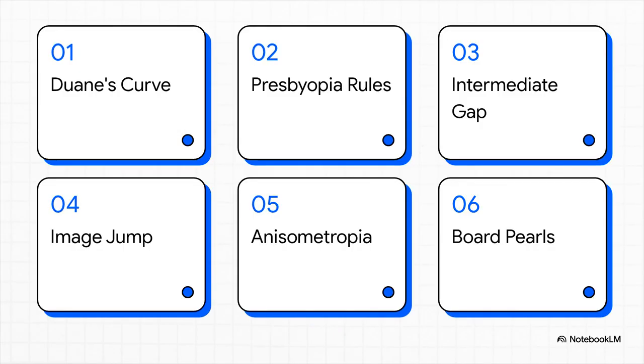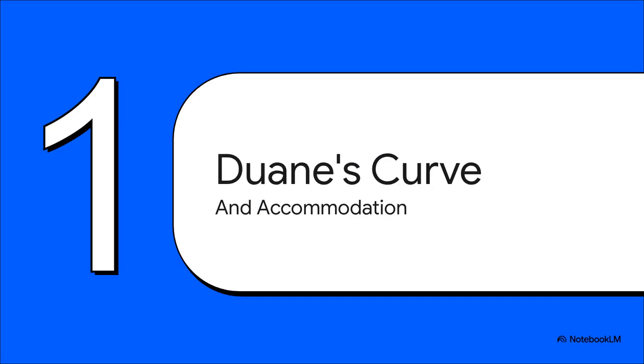All right, here is our roadmap for today's session. First, Duane's curve and accommodation. Second, presbyopia correction rules. Third, bridging the intermediate gap. Fourth, image jump and Prentice's rule. Fifth, anisometropia and convergence, and we'll wrap it up with some rapid-fire board pearls. Let's dive right in. Section 1, Duane's curve and accommodation.